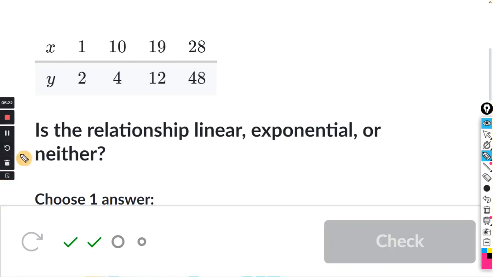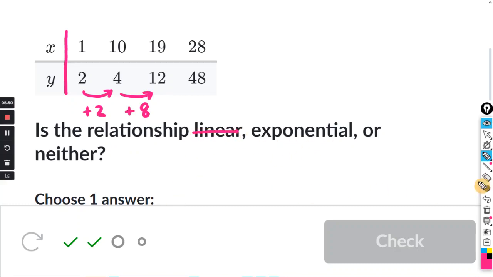All right, last one. As always, the x values, you can see they go up by 9. Don't worry about the x's. For the y values, how do we get from 2 to 4? Well, 4 minus 2 is just plus 2. 12 minus 4 is plus 8. Already we can see it's not the same each time, so it's not linear.